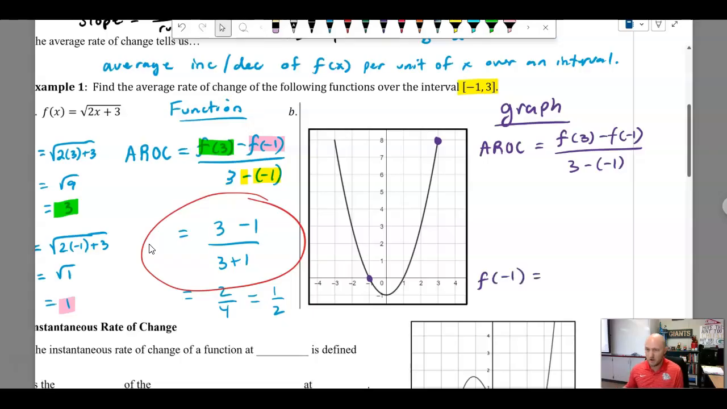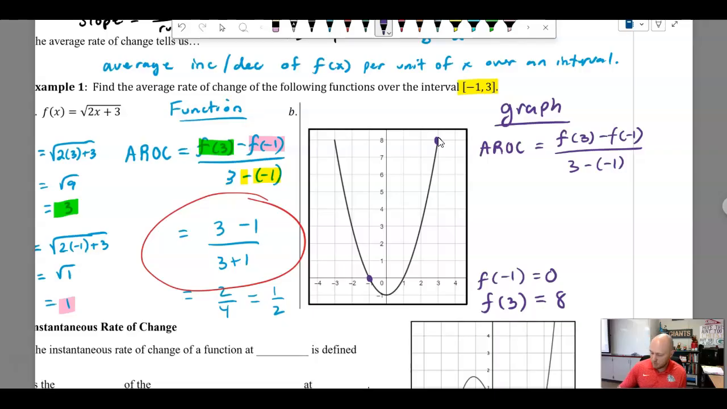So f of -1. I like graphs and tables. I feel like they're really easy because you can find the function values. You don't have to do some computations. You can just visually see them, assuming they're nice numbers. Here at -1, it looks like that y value is 0. And then for 3, f of 3, it looks like that y value is 8. So 3, my y value is 8.